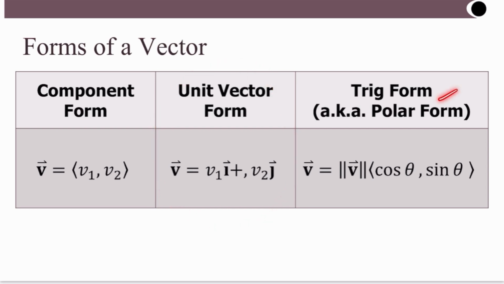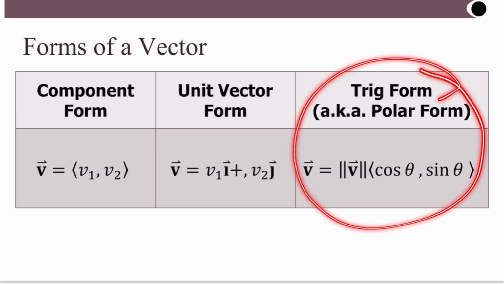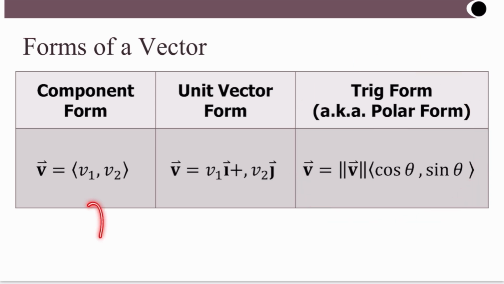Okay, so what we're going to be talking about today is how you can write different forms of vectors. There's unit vector form, and then there's another form we're going to talk about later called trig form, also known as polar form. We've already talked about component form, so these two are new.